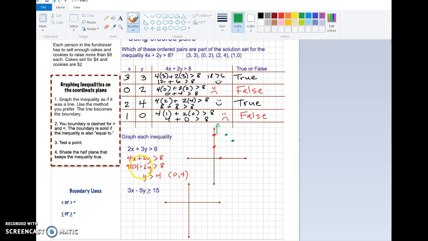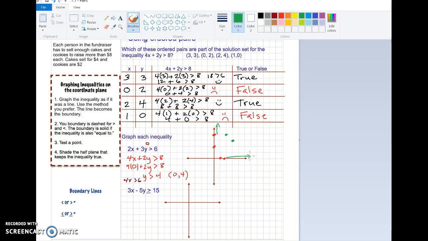And then what if I sold 0 cookies? How many cakes would I have to sell? Well, then I'd end up with 4x is greater than 6 if I put 0 in place for my cookies. And that would be, let's see, divide by 4, 6/4 would be 1.5. So 1.5, 0 would be right there. And that means everything, the number of cookies, would have to go this way.